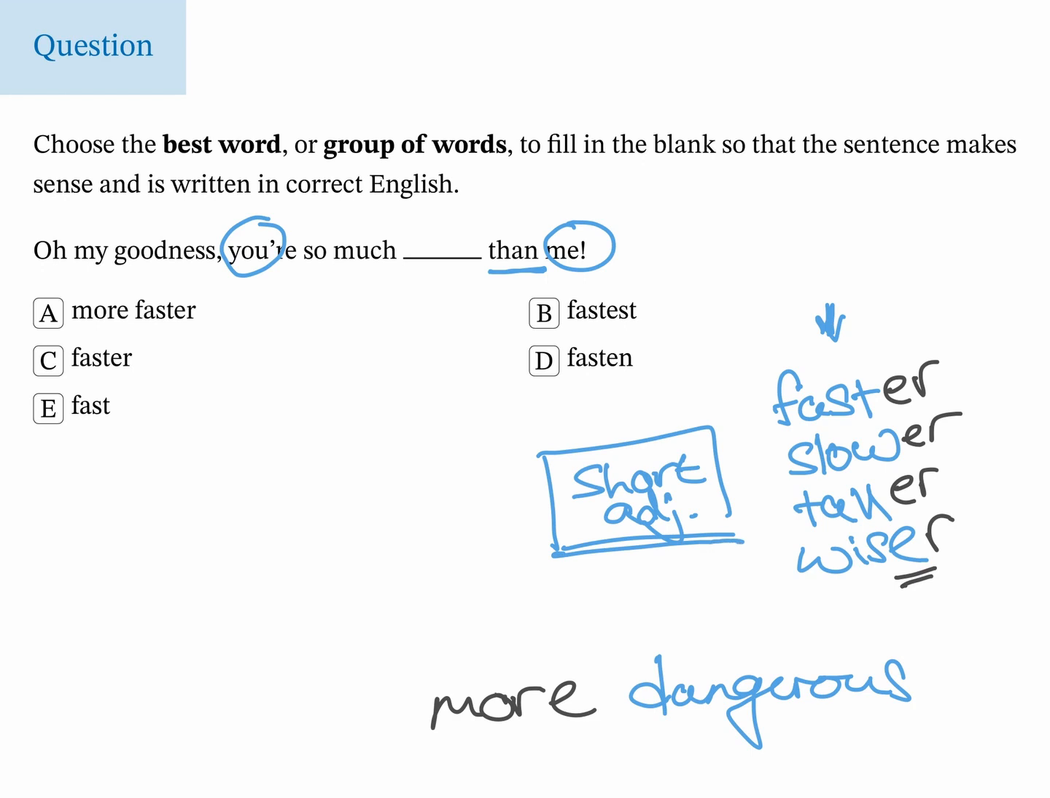And it's not correct to say more faster. You do hear people say this. It's not correct. The correct way to make a comparative with the short adjectives is just change the endings. Fast, faster, slow, slower. So the correct option here we can see is C. Faster. You're so much faster than me. Fantastic. Let's do another one.